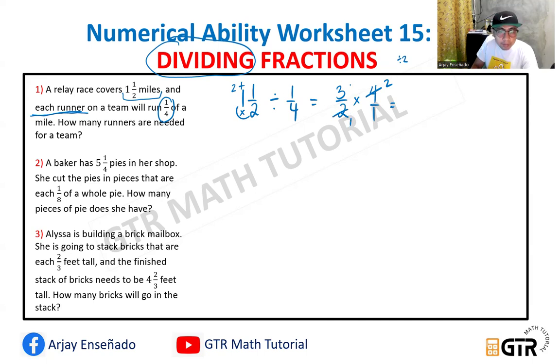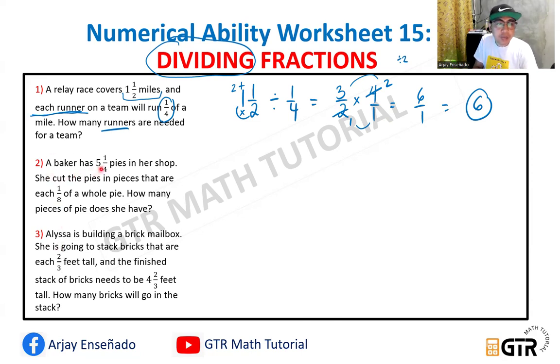So therefore, we have multiplied the numerator. So 3 times 2, we have 6. And the denominator, 1 times 1 is 1. Final answer, 6/1, that is 6. So kailangan ng 6 runners. Okay, so 6 runners na tigwa 1/4 mile para makumpleto yung 1.5 miles. Okay, so next.